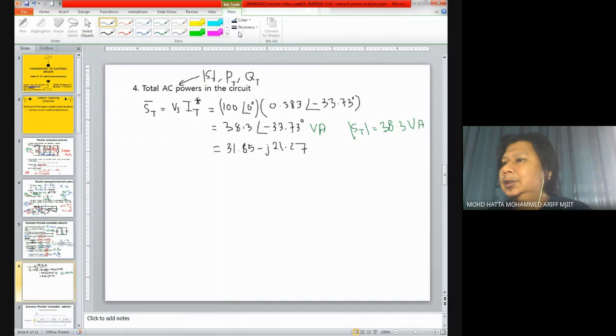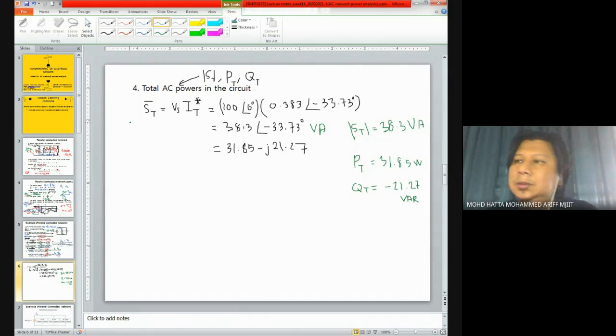Anyway, from the conversion, what I will have over here is my P total, or total active power, given by 31.85 watt, and my Q total is given by negative 21.27 vars. Okay, this is how we get the total AC power in the circuit. The easiest way is using this equation.